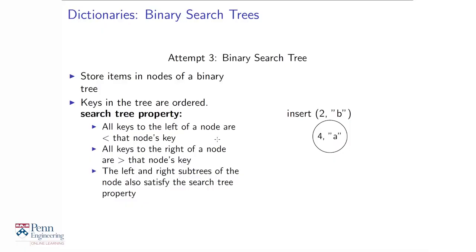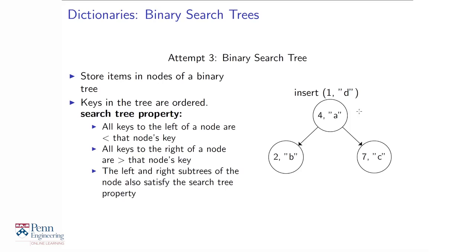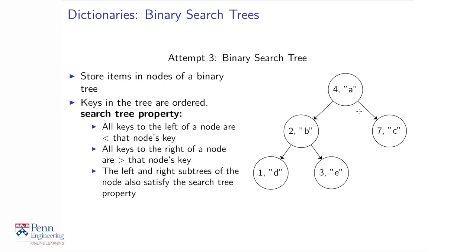Supposing we have a binary search tree which has one node with key 4 and value A, and we want to insert the record 2, B. Well, the key 2 is less than the key 4, so we should put it in the left subtree of the root. So we put it there. Now this still satisfies the binary search tree property, because the key at the left child, 2, is less than the key at the root, 4. And if we want to insert the record 7, C, because 7 is greater than 4, one place we can put it is to the right of 4, and so on. So we can build a binary search tree like this.